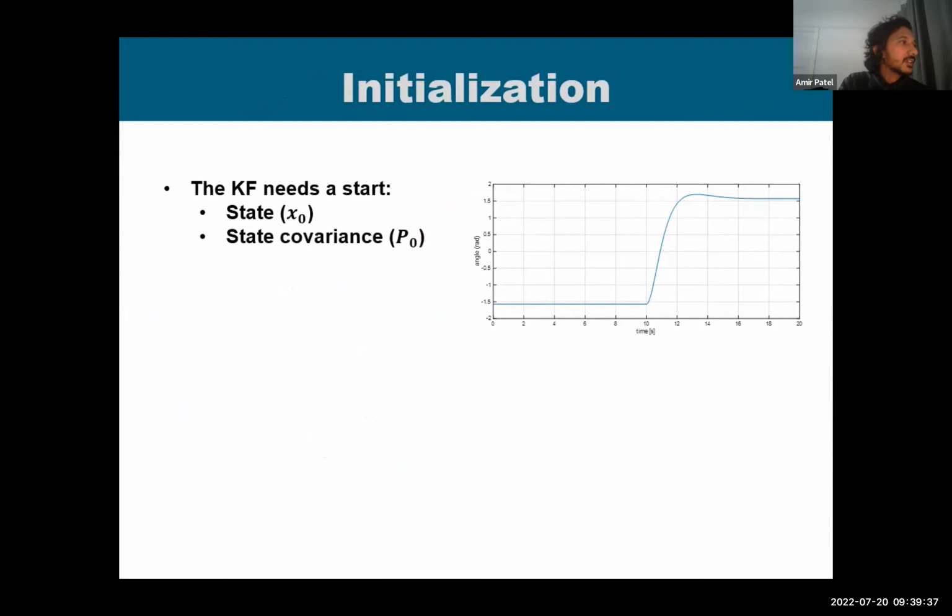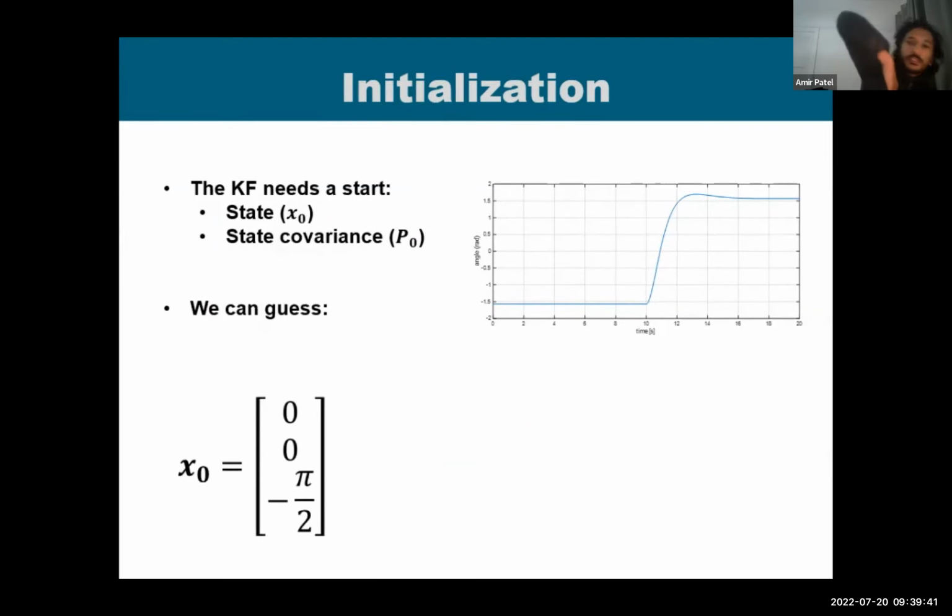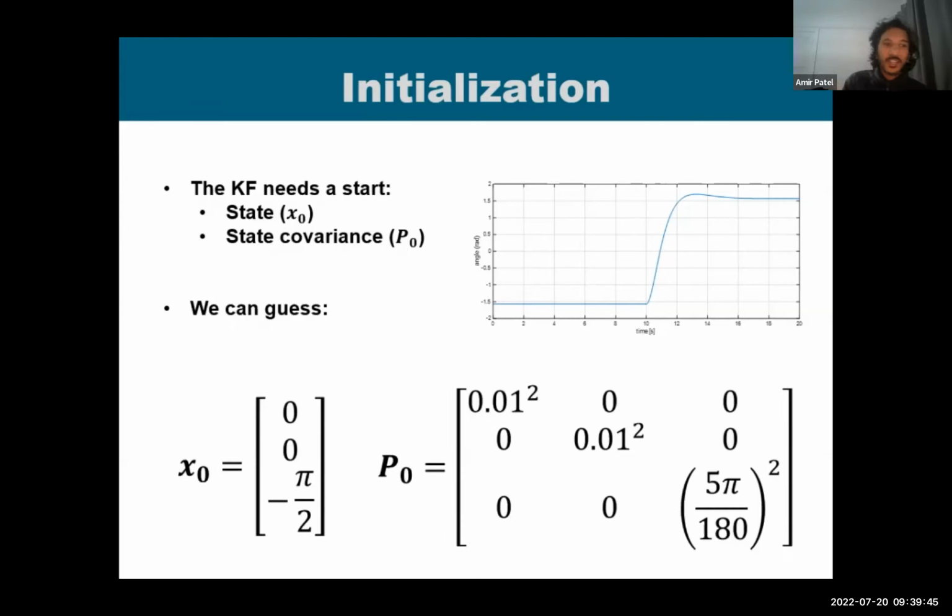So initializing, again, like I said, we need the state covariance, and we can guess. We know that the pendulum is starting straight down, and we know that, say, within 5 degrees, and we know that it's not accelerating, and it has no velocity, and we also know that, say, within 0.01 accuracy. So that's where we can see those values come from.